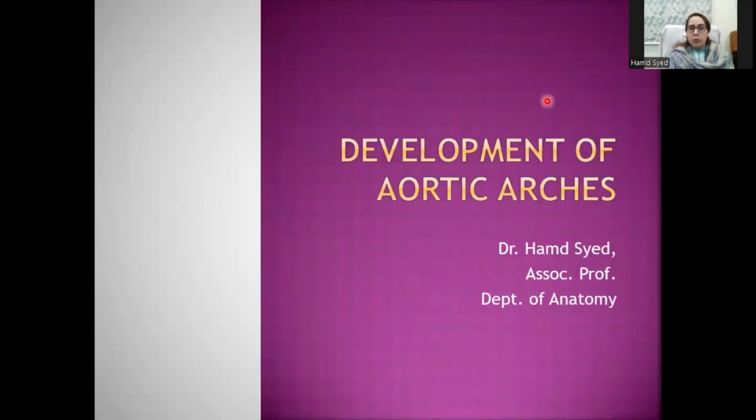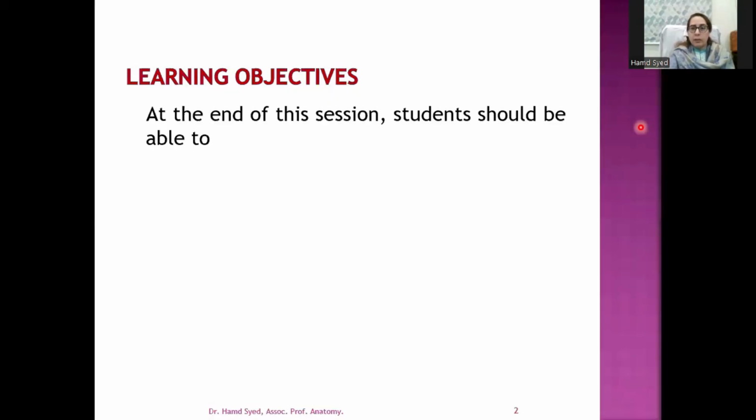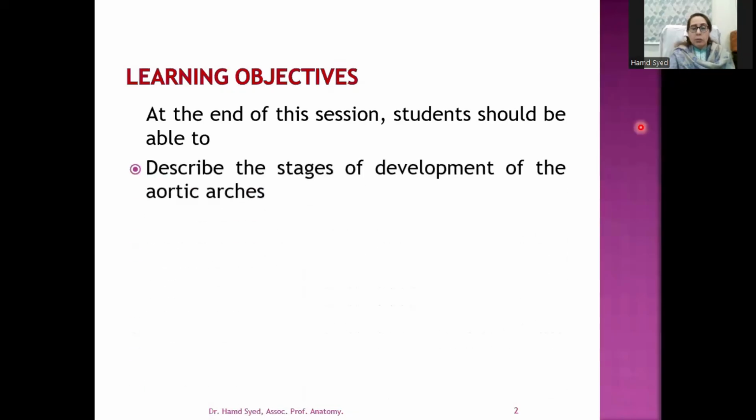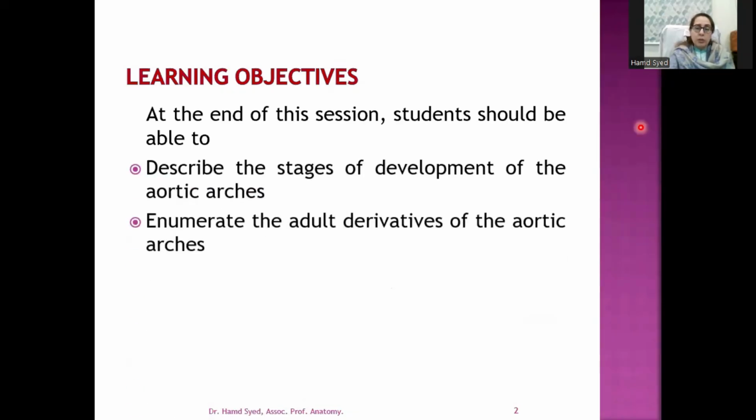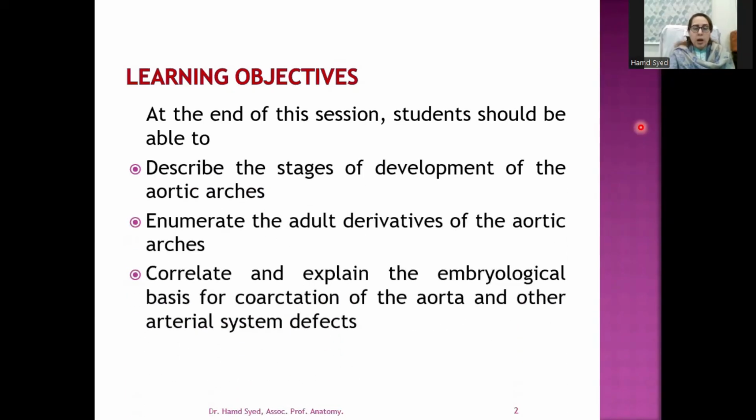Okay, so today we're going to talk about the development of the vascular part of the cardiovascular system. And in today's discussion, we are focusing on the development of aortic arches. So we'll be talking about their stages of formation and their adult derivatives. And also we'll be discussing some congenital embryological defects like coarctation of the aorta and other arterial system defects.